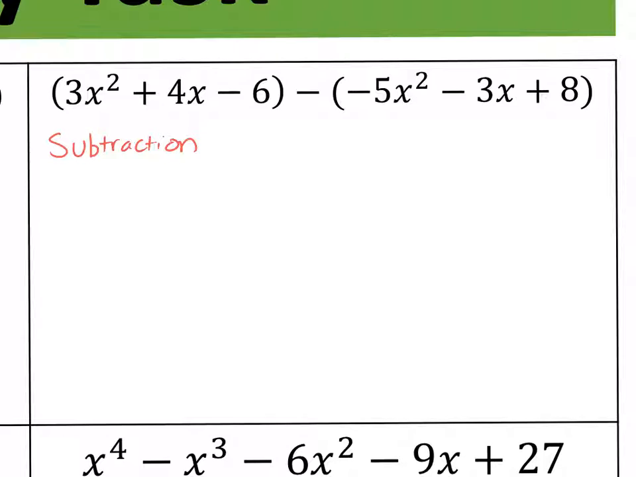I know that I first need to distribute the negative. Distribute the negative to everything in the parentheses. Now when I do that, that just means that everything gets the opposite sign. So I'm just changing the sign on everything. And then I need to combine like terms.